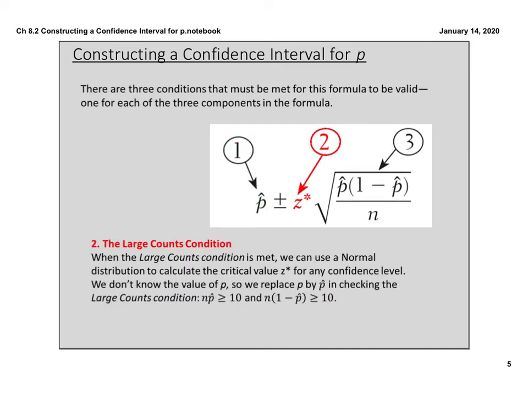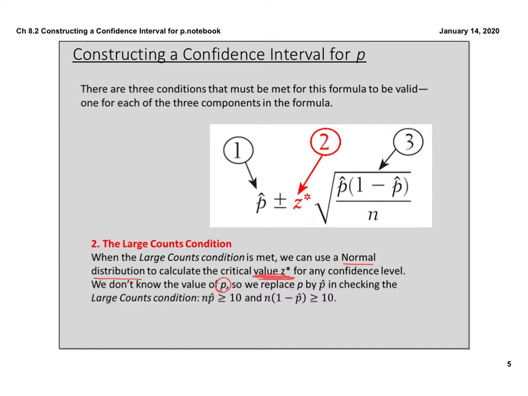The second condition that we have to verify in order to be able to calculate a confidence interval is the large counts condition. If the large counts condition is met, then we can use the normal distribution to calculate that critical z star value. So we don't know the actual value of p.